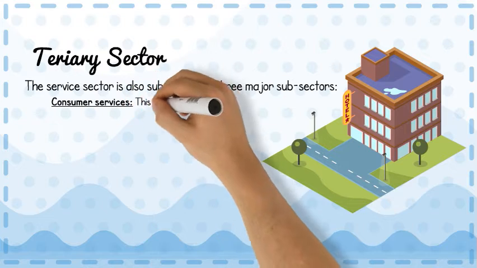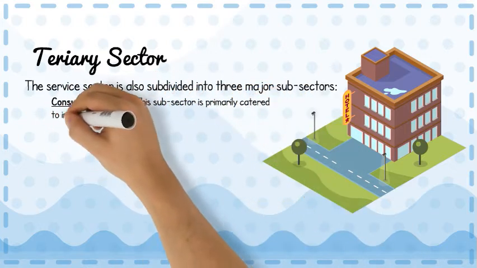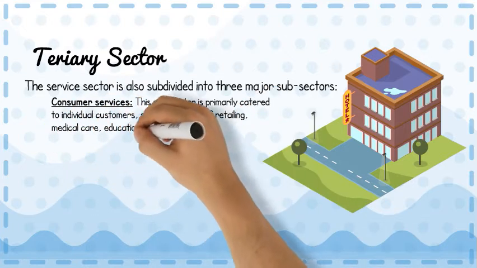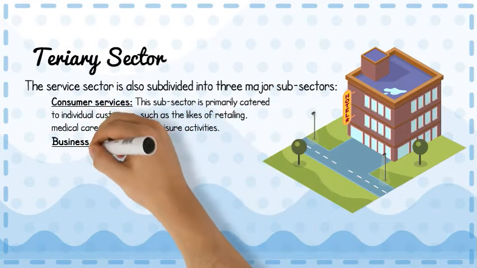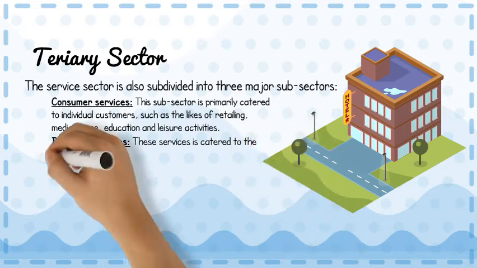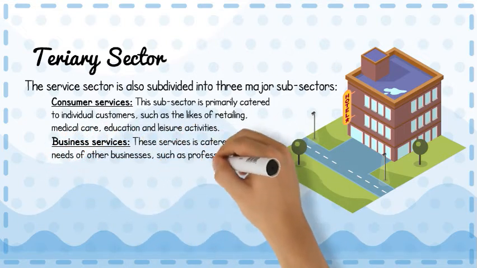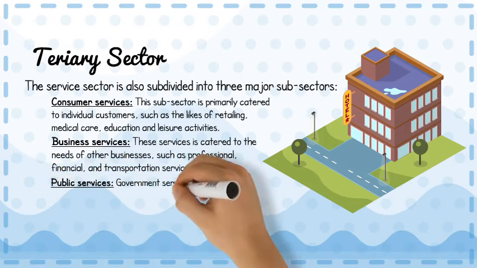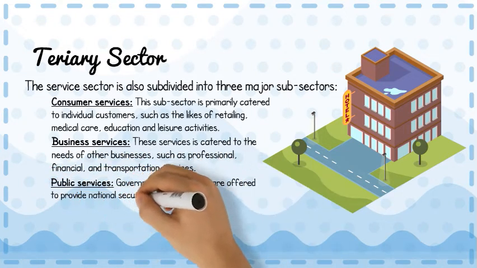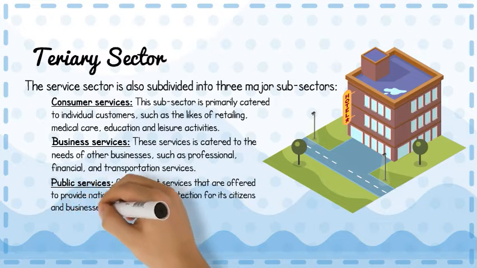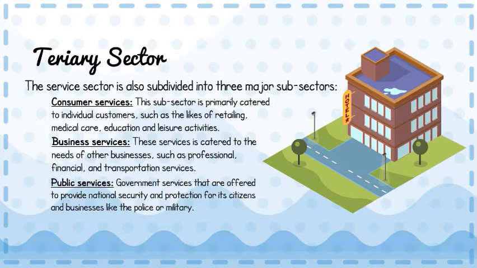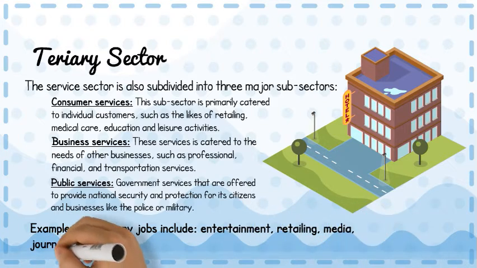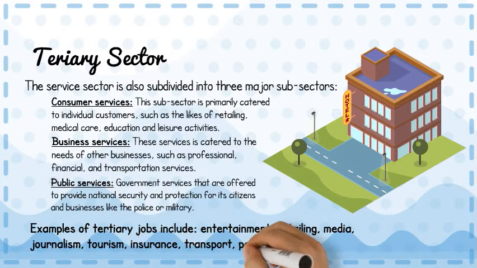Consumer services. This subsector is primarily catered to individual customers, such as retailing, medical care, education, and leisure activities. Business services. These services are catered to the needs of other businesses, such as professional, financial, and transportation services. Public services. Government services that are offered to provide national security and protection for citizens and businesses, like the police or military. Examples of tertiary jobs include entertainment, retailing, media, journalism, tourism, insurance, transport, police, military, and banking.